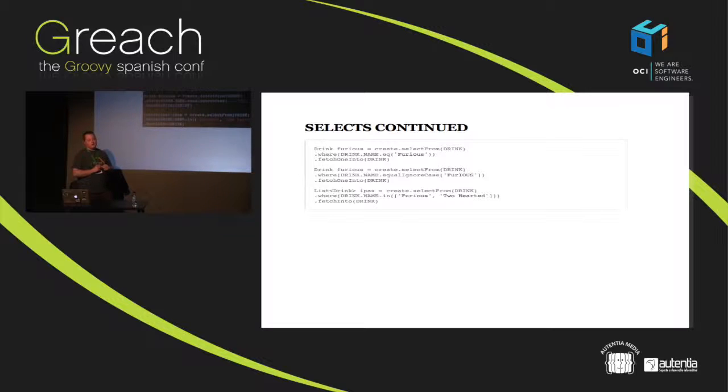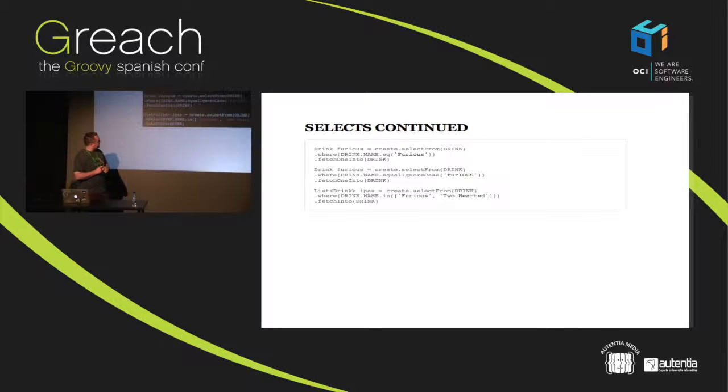Assuming that if you're using Groovy, you're using CompileStatic or TypeChecked, which I recommend that you always do if you can. And then in this case, instead of fetchInto and getting a list, we're doing fetchOne, and we're going to put that into a single instance of the Drink class because we are assuming that there are no other beers named Furious.